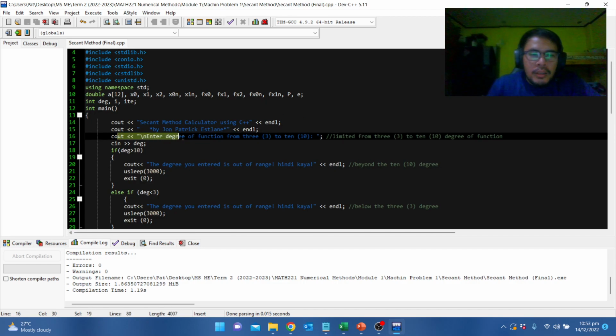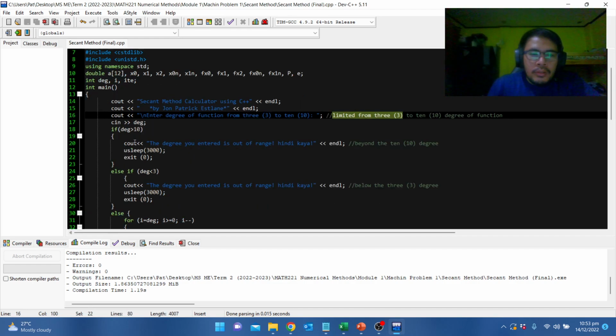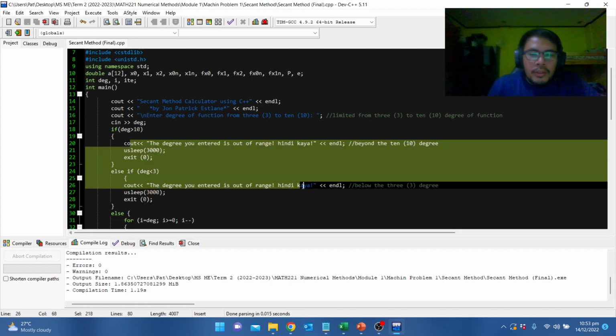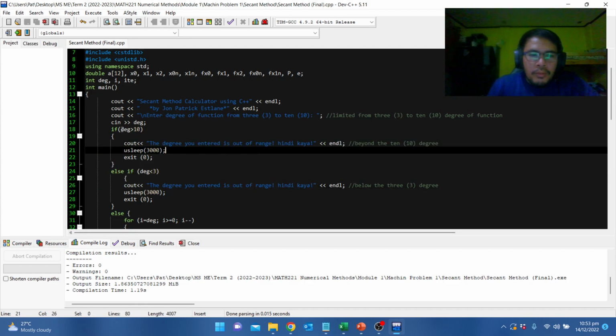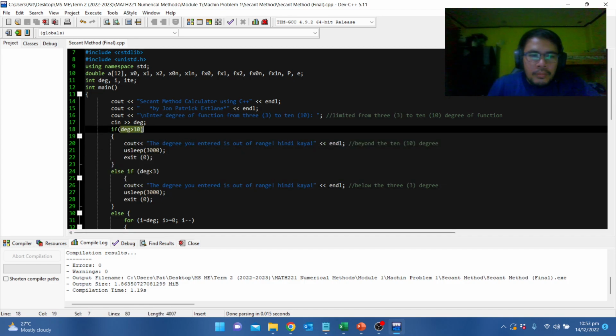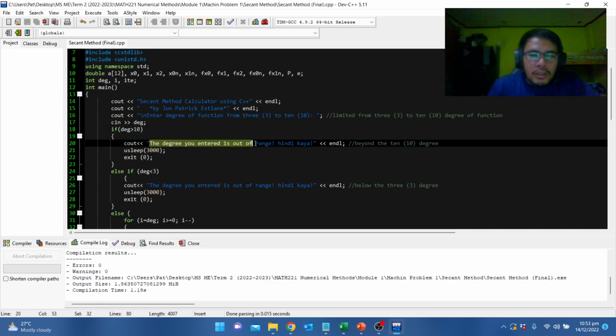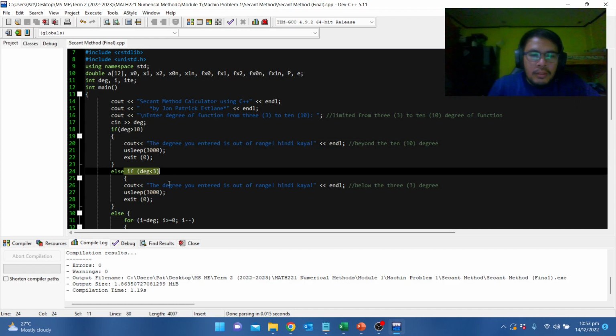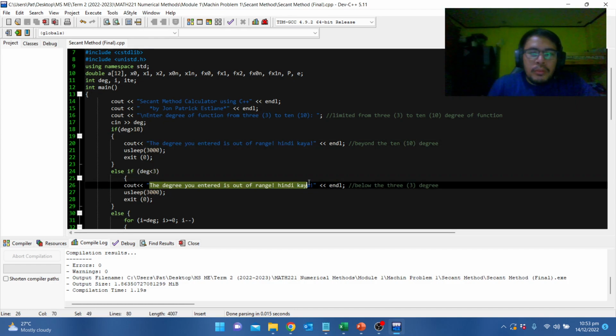Then here it says enter the graph function from 3 to 10. So I just limit my function to be from 3 to 10th degree of function. So these are the scenarios. If you exceed the degree of 10 here, the answer will be the degree you entered is out of range. Then if you input a degree below 3, same response.